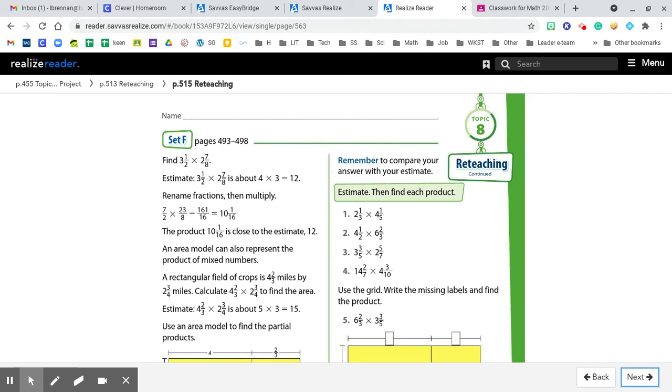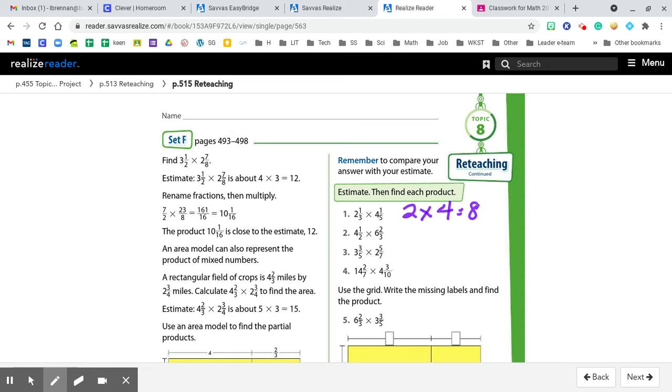Okay, here's the second part of our reteaching. We are going to estimate. So remember, think of your benchmark fractions when we estimate. So number 1, 2 1/3 rounds down to 2, and 4 1/5 rounds down to 4. So 2 times 4 is 8.